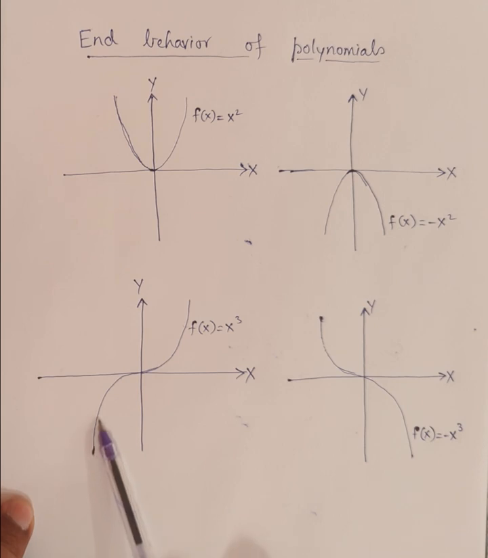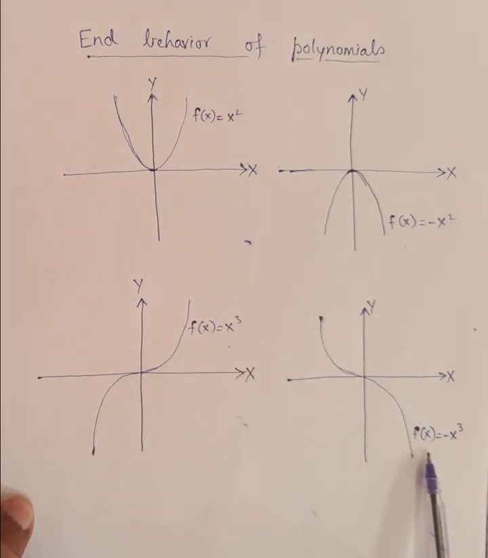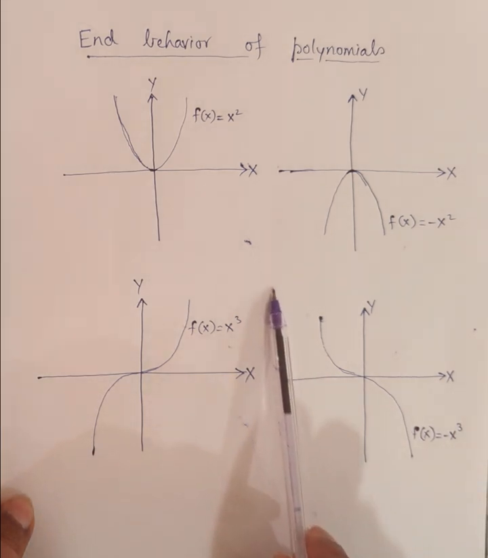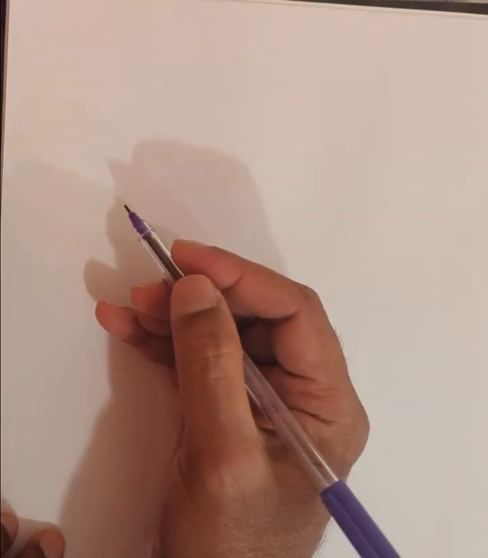f of x equals x cubed starts low on the left and then goes high on the right. And f of x equals negative x cubed starts high on the left and then goes low on the right. Now, let me remind you what a polynomial is.